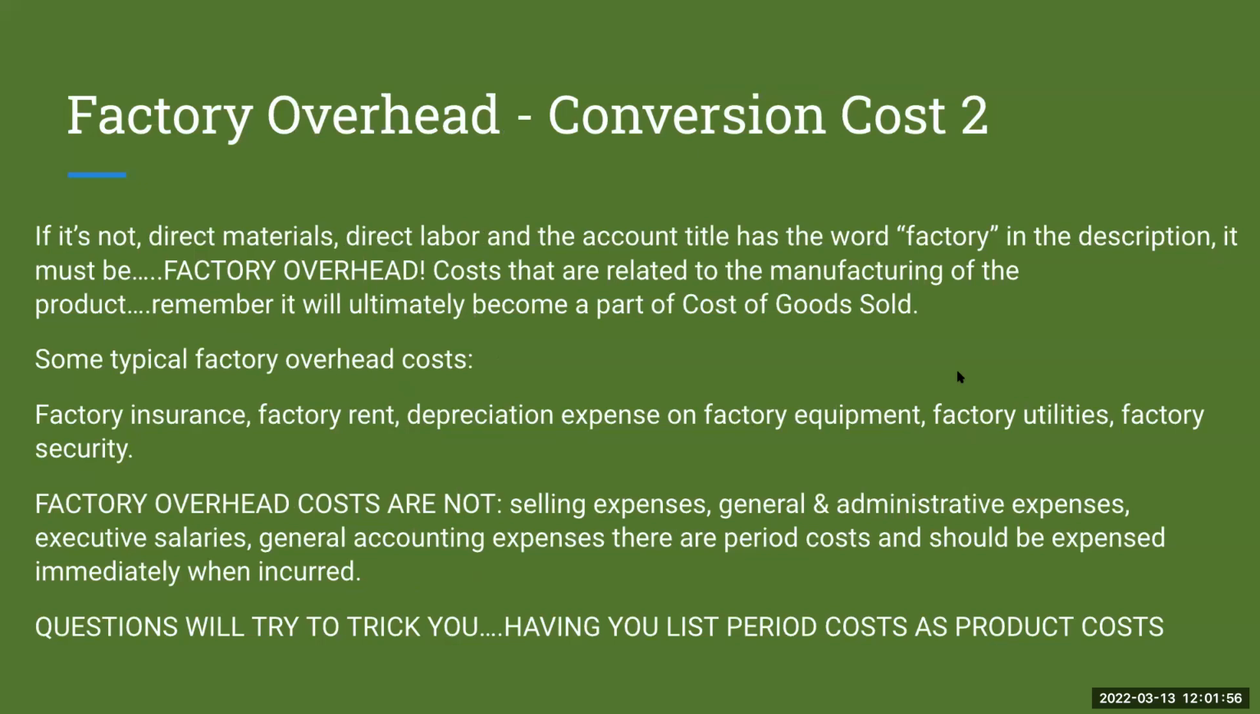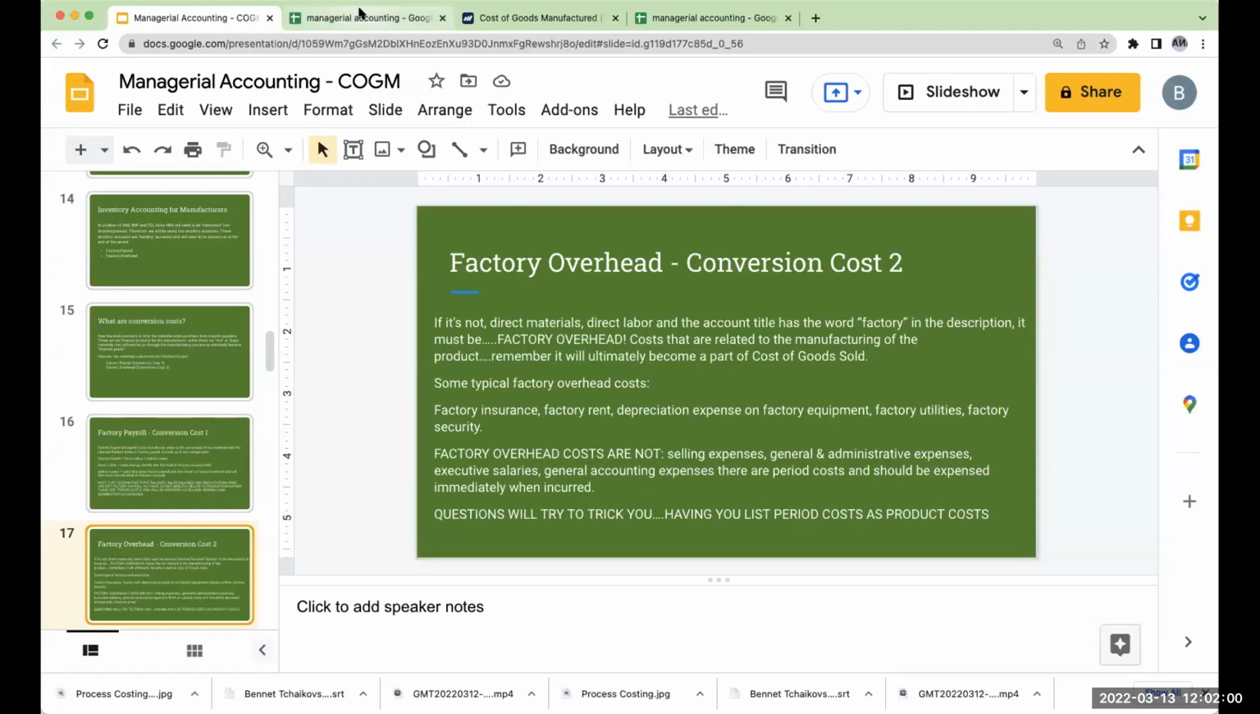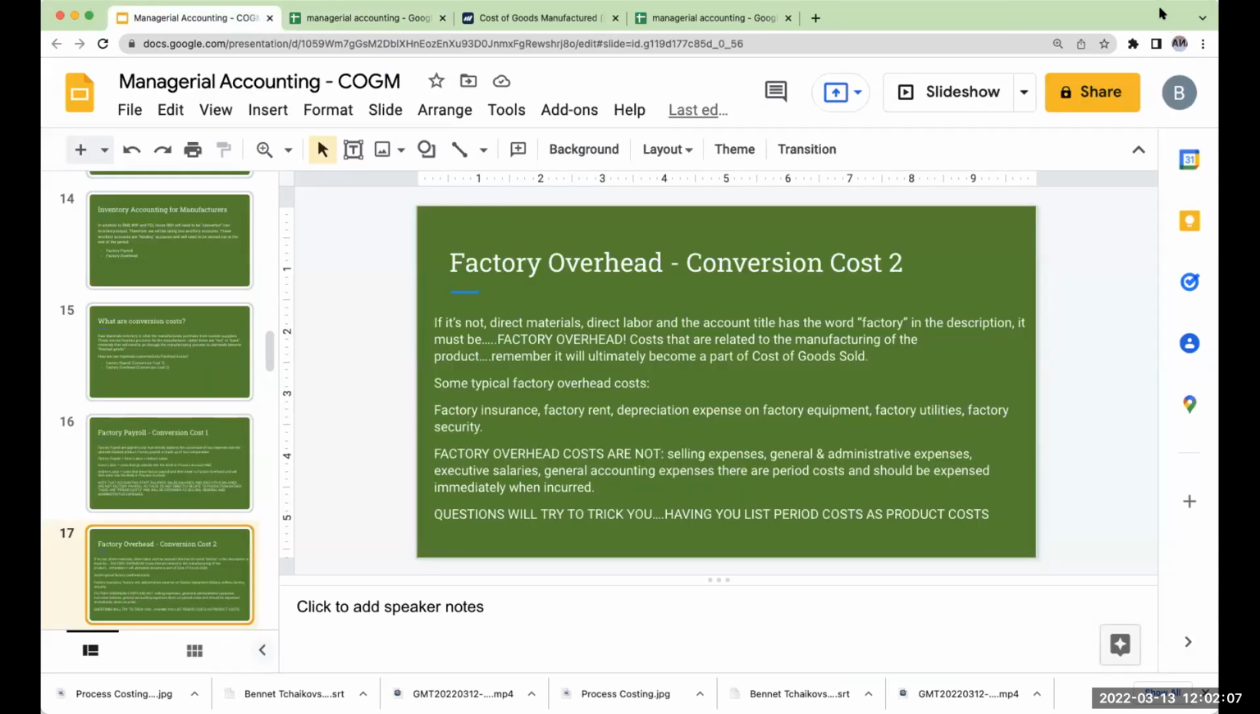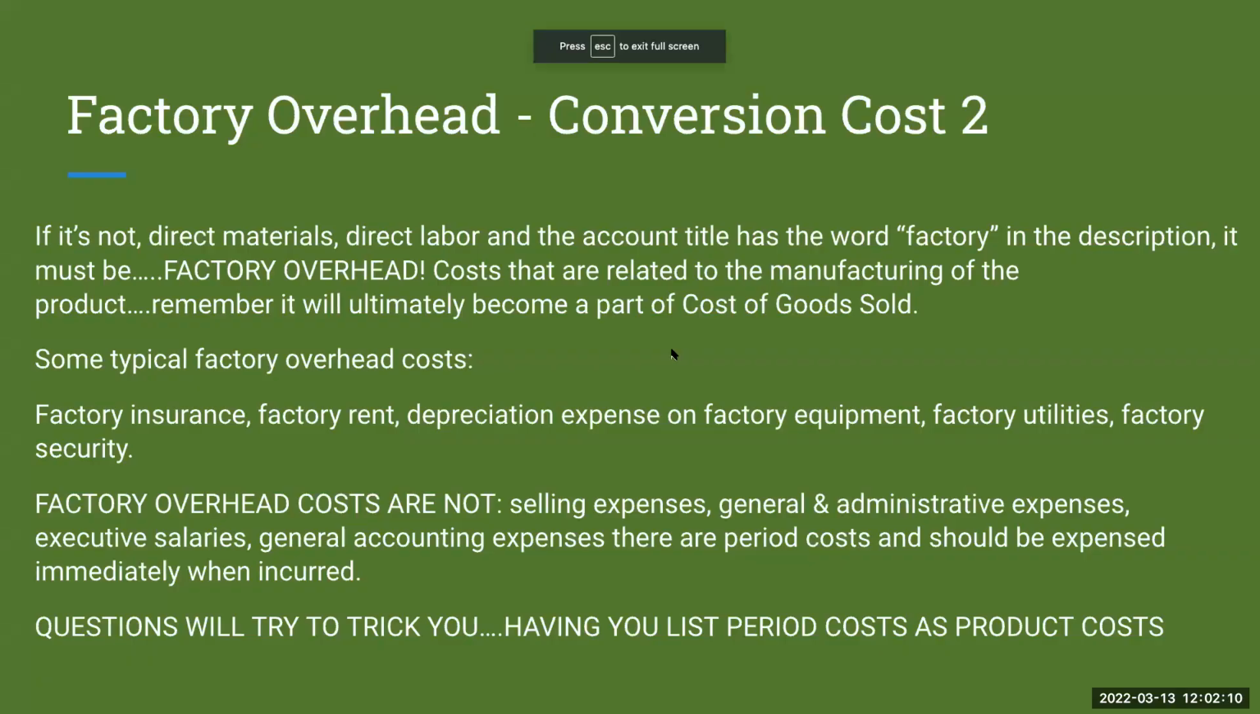So we have two components to make these raw materials into finished goods. Just as a reminder, how does that happen? It's with factory payroll and factory overhead. Let's take a look at factory overhead. If it's not direct materials, direct labor, and the account title has the word factory in the description, it must be factory overhead. Costs that are related to the manufacturing of the product. Remember, this will ultimately become cost of goods sold. So here are some typical factory overhead costs.